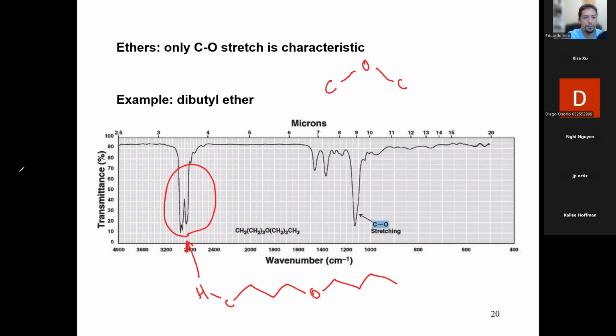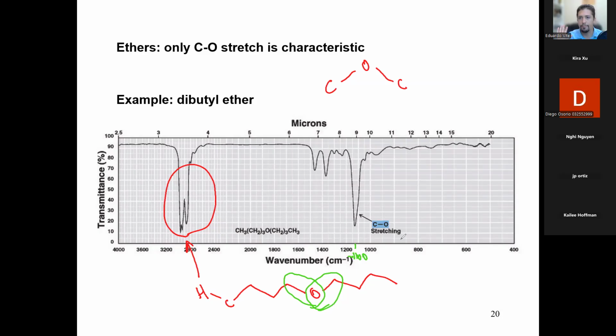So what else is left? Well, the actual carbon-oxygen bond, this right here. And there's two of them, right? So you're going to see that it looks like a carbonyl, but notice it's not as strong as a carbonyl. And notice that it's at around 1100, plus or minus. Sometimes it's at 1200, sometimes it's at 1000. In general, it's at 1100. So ethers: single, strong peak at 1100.